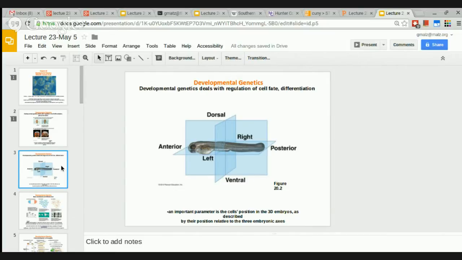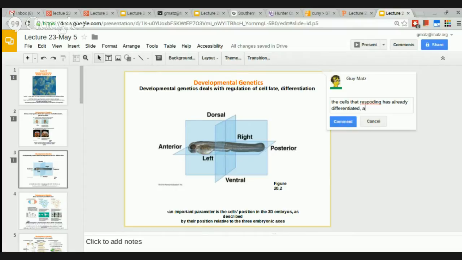And this is what I want you to remember: the cell that's responding to these activities has already differentiated and therefore has different responses to the same transcription factor. And so the same transcription factor will activate transcription of different batteries of genes in cells, depending on where they are in the body and in the embryo.